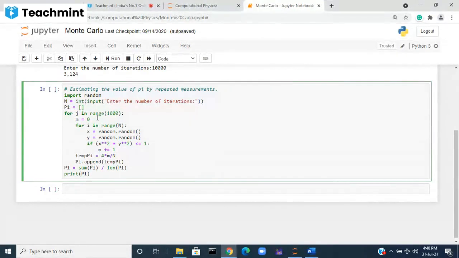Now for j equal to 2, second loop, pi append temp pi. So at the end of the second loop, I will have two values of pi here. These values may be the same or may be different. In general, they will be different. For 1000 loops, I will generate 1000 values of temp pi, and all of these values will be appended to the list. So at the end of this program, this pi list will contain 1000 estimates of pi.